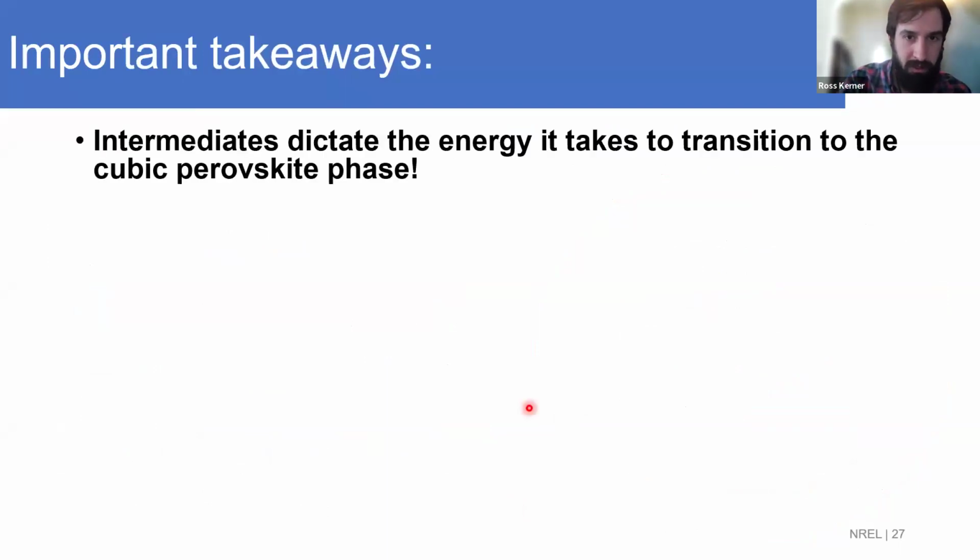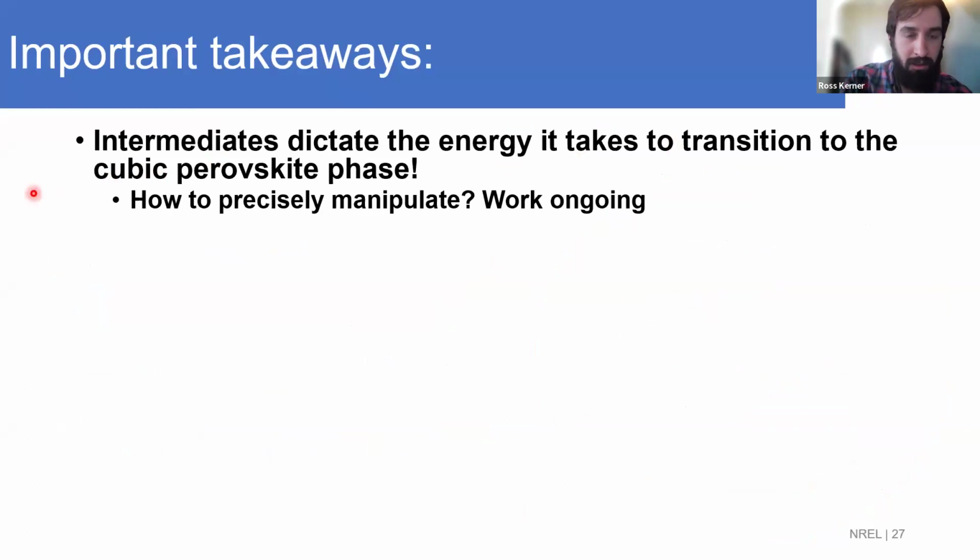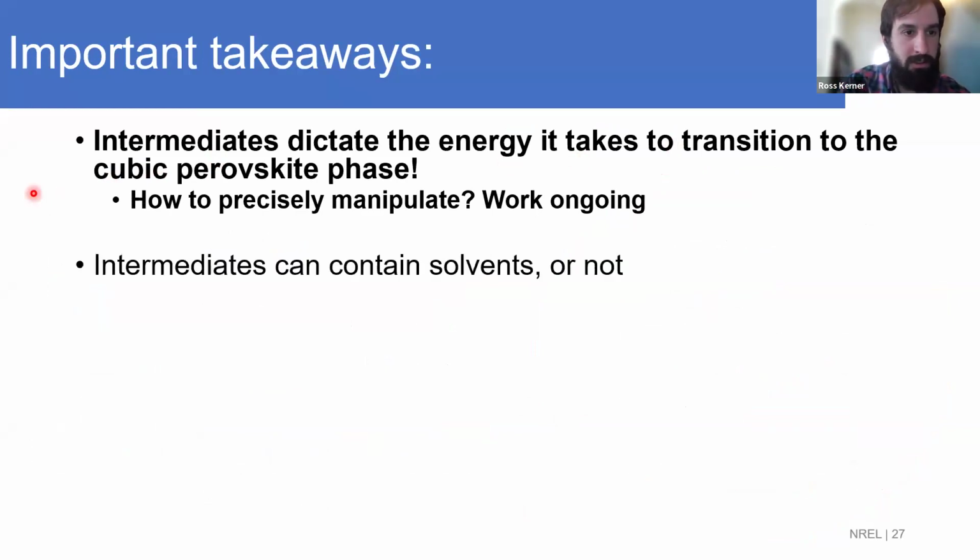So the important takeaways from the literature search and historical perspective are that the intermediates dictate the energy transition to the cubic perovskite phase. I don't know if we know how to precisely manipulate that yet. It's something we're very interested in looking into more in the future. And some overarching takeaways: keep in mind that intermediates can contain solvents or not.